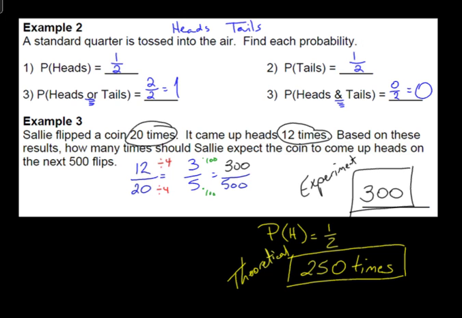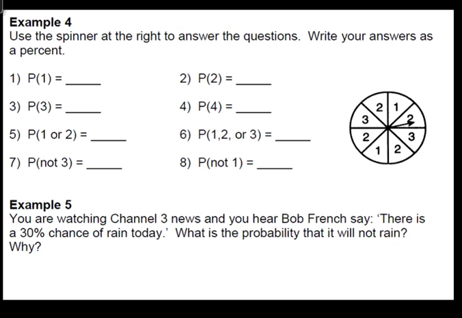Looking at example 4. Example 4 says use the spinner at the right to answer our questions, and write your answers as a percent. Okay, so first off, I want to count how many sections I have here. Well, there's 1, 2, 3, 4, 5, 6, 7, 8 sections. You need to always make sure that when you have a spinner, all the sections are equal or evenly spaced. So there are 8 of them. So to start with, I know that 8 is going to be my denominator.